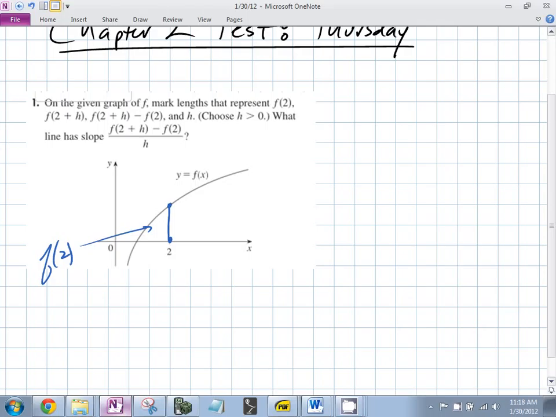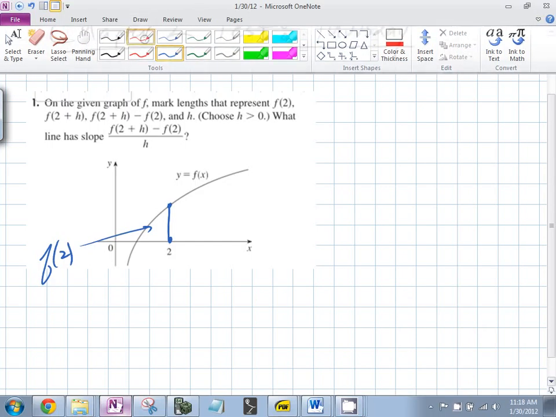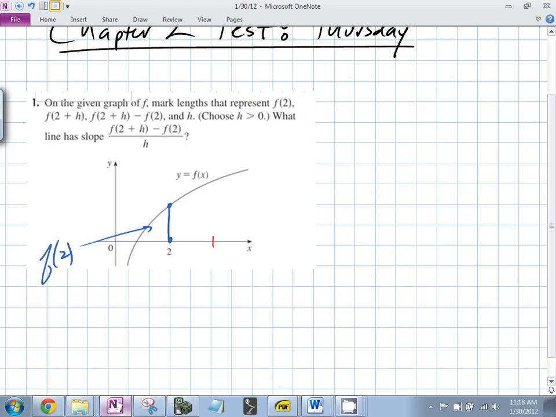So 2 plus h, what are you going to have to mark off in order to get a 2 plus h? Mark off, let's say this is h right there, right? So this distance right here is 2 plus h. So what is this distance right here? That is f of 2 plus h right there. That distance is from 2 to 8. You just say it's h. There it is.